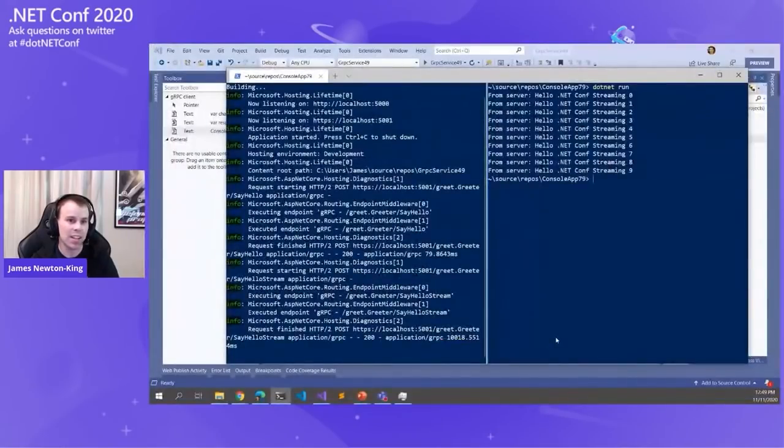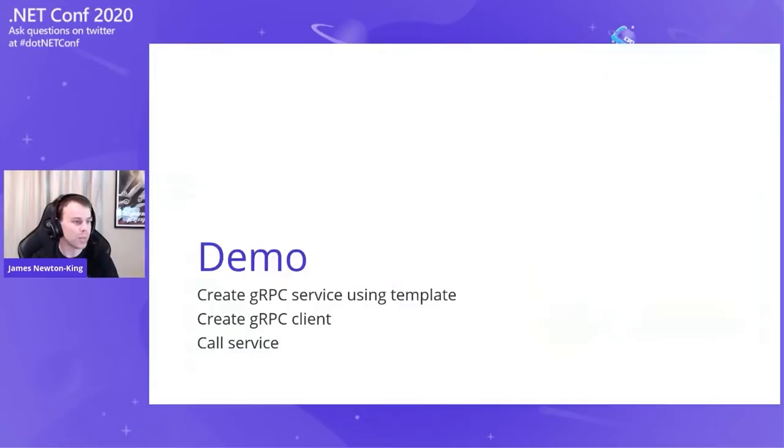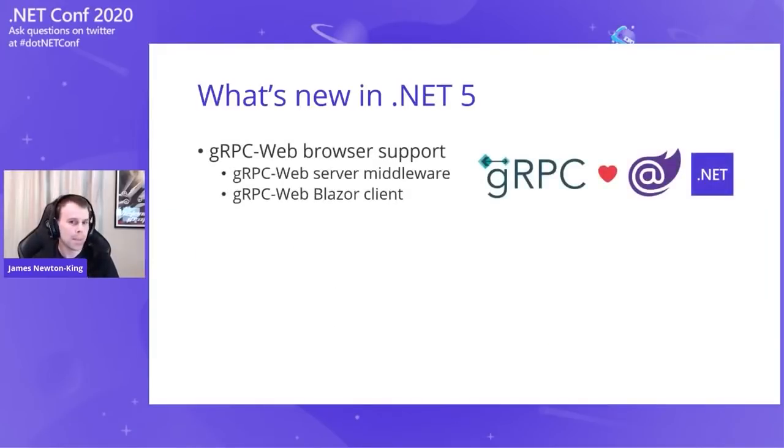So that's gRPC basic unary call and server streaming. A powerful feature, but also very easy to use. So what have we done in .NET 5 for gRPC? There are a bunch of new features. gRPC is now supported in the browser with gRPC-Web along with .NET.